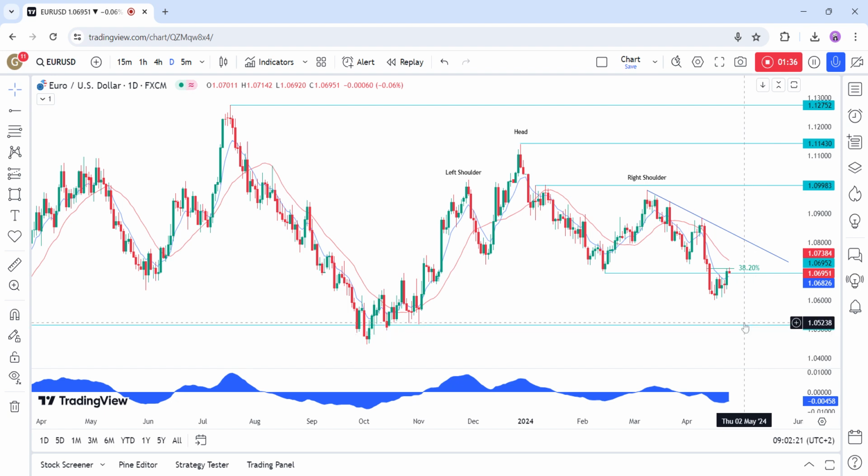The buyers, on the other hand, will want to see the price breaking higher to increase the bullish bets into this trend line around the 1.08 handle.